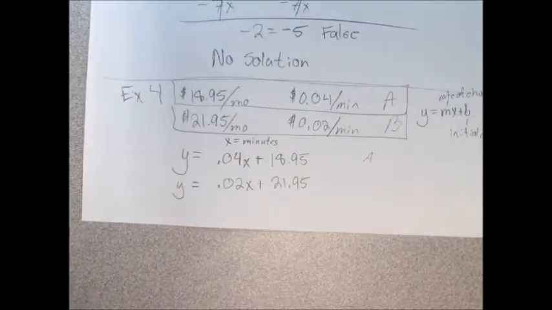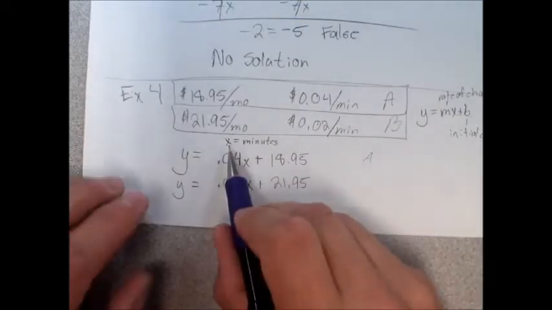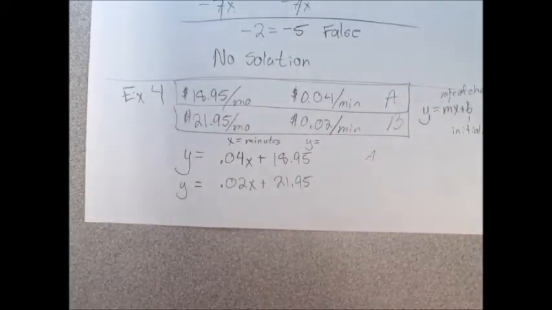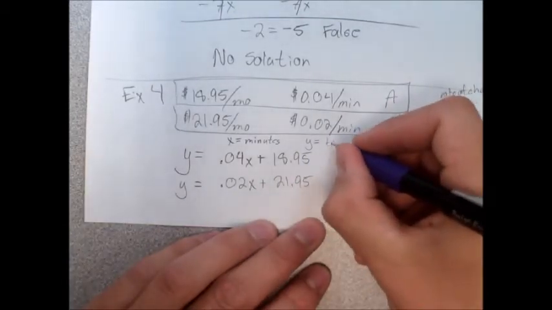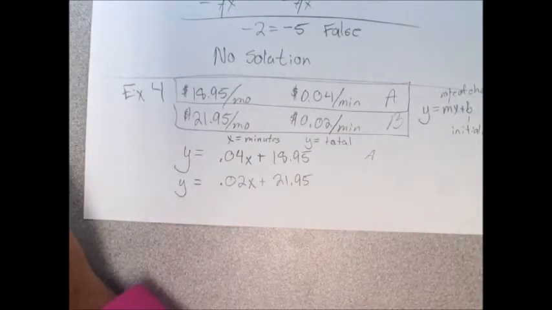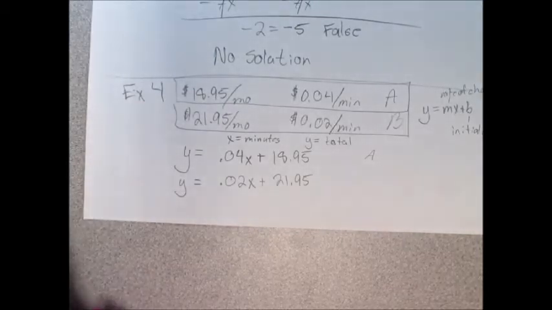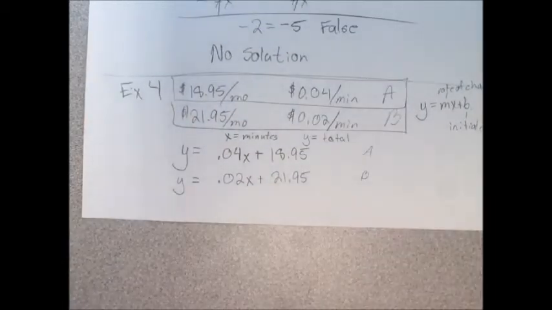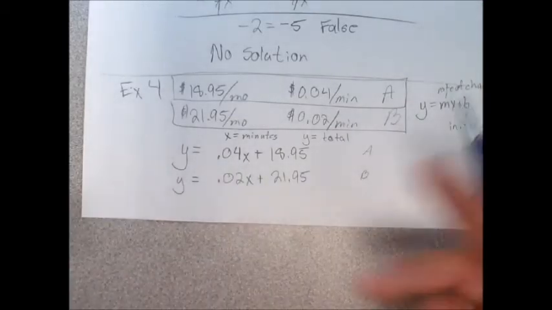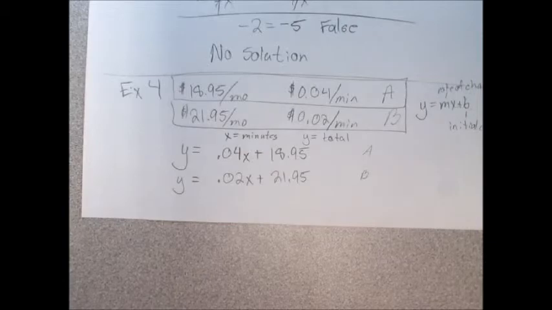Now I'm going to reread the last part of the problem because we've got to figure out, we decided x stands for minutes, but what does y stand for? Total for the month, right? So y is our total. So rereading the question, it says for what number of minutes of long distance usage per month is the rate the same? So when will they be the same? If it says same somewhere in the problem, chances are it means what is going to be the same? The total, right? So if the totals are going to be the same, then I just set them equal to each other and solve.